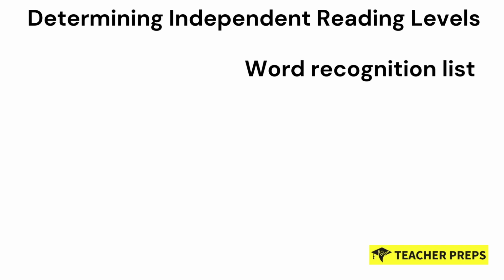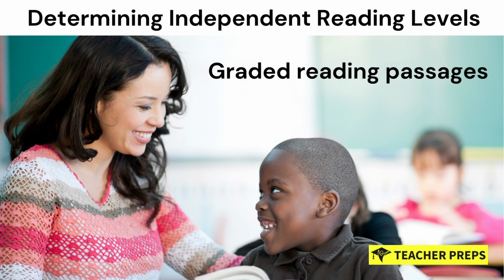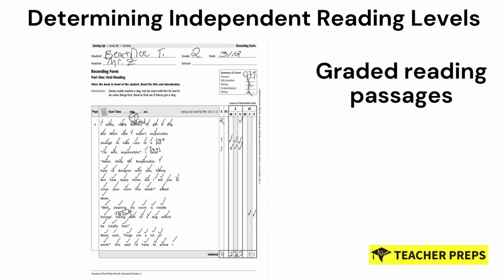The next type of assessment used to determine students' reading levels is called a word recognition list, which provides the teacher with the child's sight word vocabulary knowledge and ability to decode words based on their sound to symbol relationship. Graded reading passages are also called a running record, where the teacher chooses a passage and the student reads it aloud. During this time, the teacher is listening as the child reads aloud, and the teacher keeps a detailed record of the student's performance, marking errors and looking for patterns of mistake.